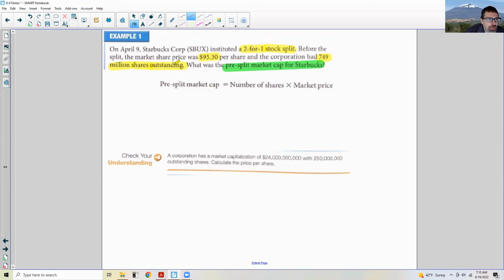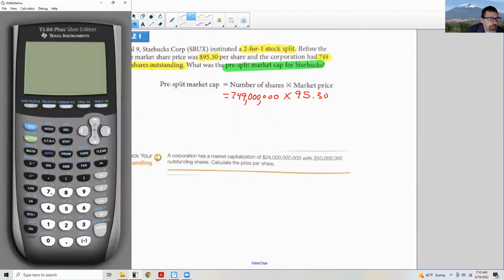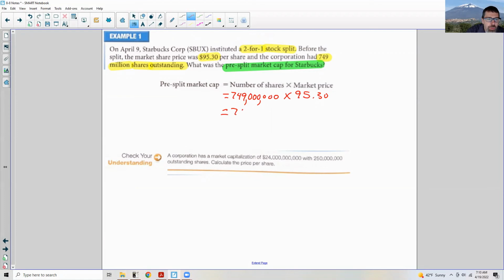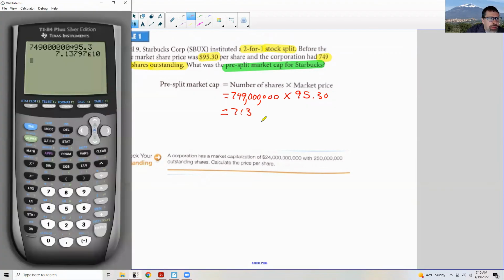So if we have 749 million shares outstanding, to answer this question you write: equals 749 million times the market price, which is 95.30. Okay, so I'll get my calculator out. 749,000,000 times $95.30 is going to be 713,797.